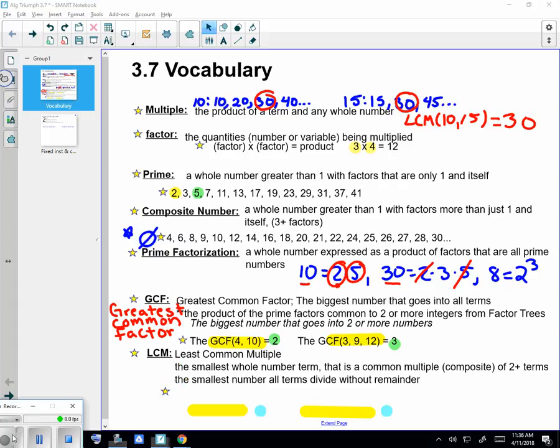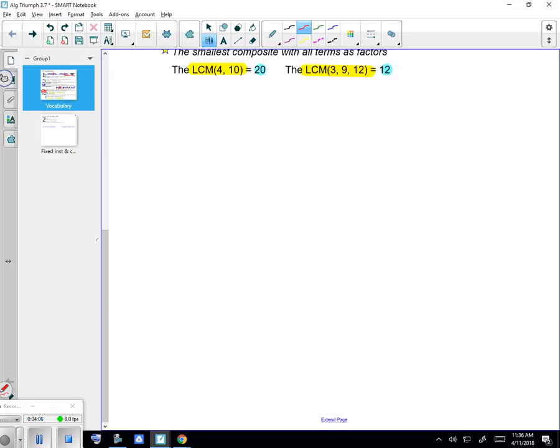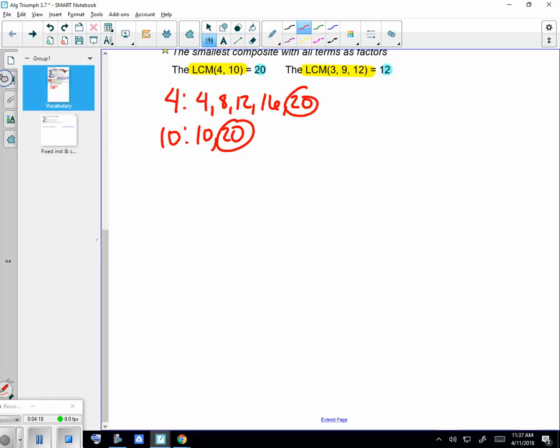Finally, LCM, also known as least common multiple. It's the smallest whole number term that is a common multiple of 2 terms. Smallest number that both things go into. We already showed for 10 and 15 that the LCM was 30. Turns out there's a trick which you will learn. We can see the LCM of 4 and 10 is 20, and the LCM of 3, 9, 12 is 12. Using a factor list: 4, 8, 12, 16, 20; 10, 20. There's our lowest common multiple.